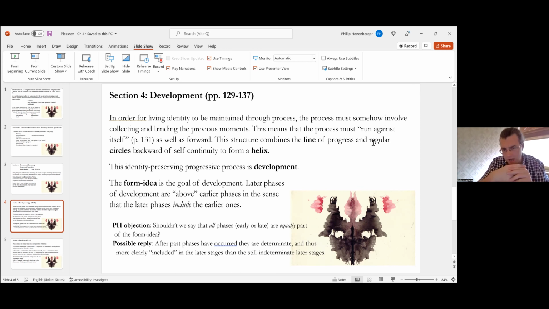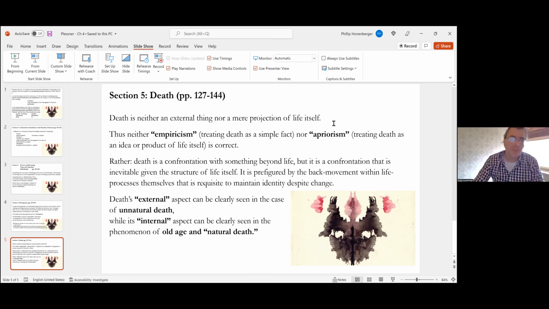And then finally, in the last section, he talks about death, and this is going to wrap up my presentation. So he's concerned to articulate a view that is neither of two alternative views, one of which he calls empiricism, and the other he calls apriorism. He's certainly concerned to reject the idea that death is an external thing, either a material thing or an ideal thing. And he's concerned to reject the view that death is somehow desired by life, or is produced by, or an inherent force operative within life itself.